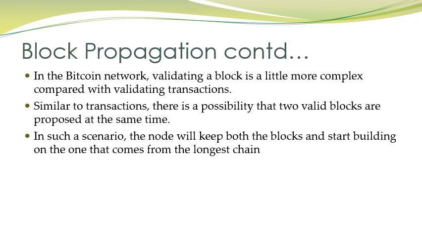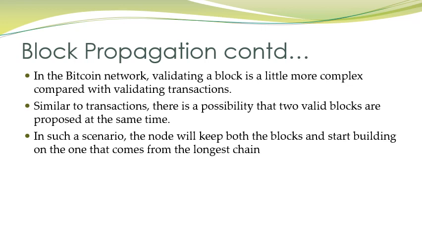If the node solves the proof of work puzzle, then the node will propose a block and send it to two other nodes. Those nodes will again validate or verify the block, and they will further send this block to the next two nodes. So every node has to validate and verify the block.